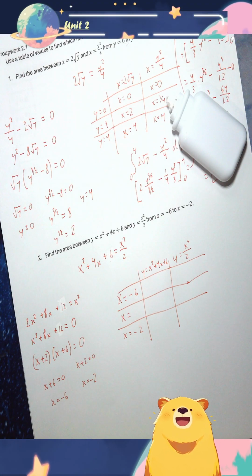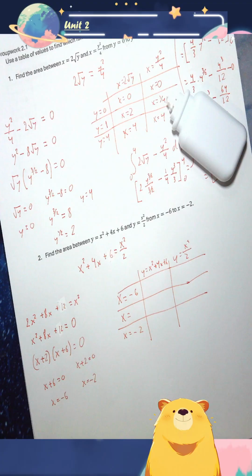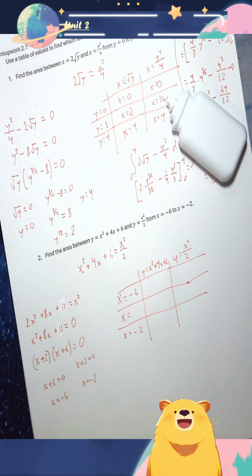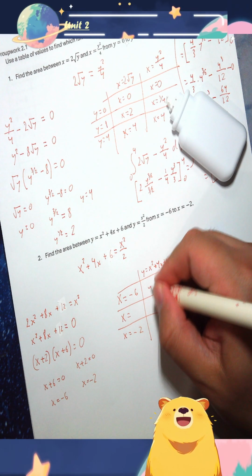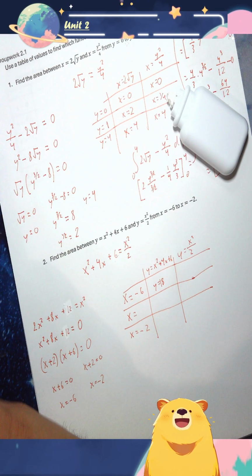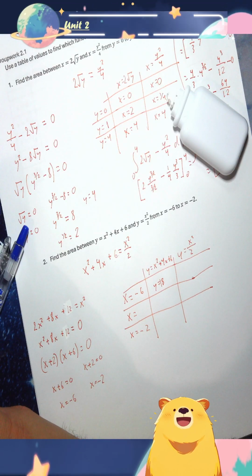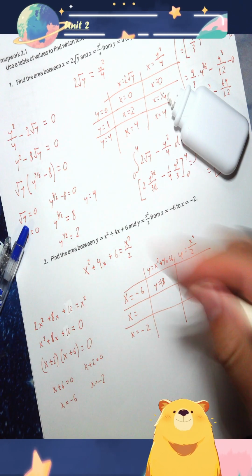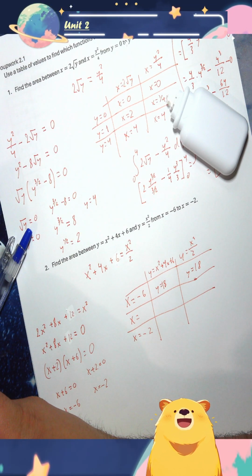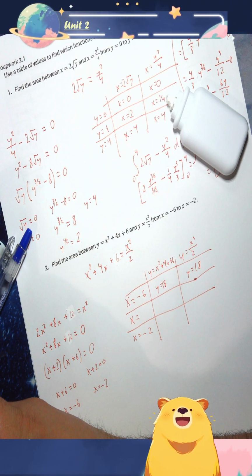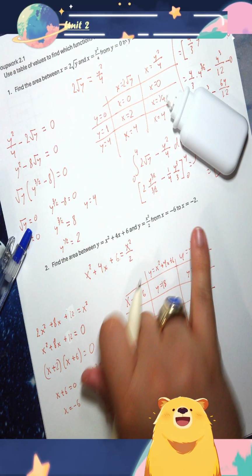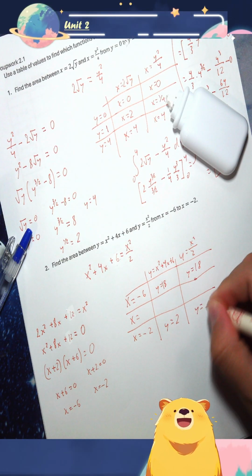We got 36 minus 24 and plus 6. That's going to be y is equal to 18. And over here we got 36 divided by 2, which is also 18. Yeah. And for negative 2, we have 4 minus 8 plus 6, which is 2. And then over here we got 4 divided by 2, which is also 2.